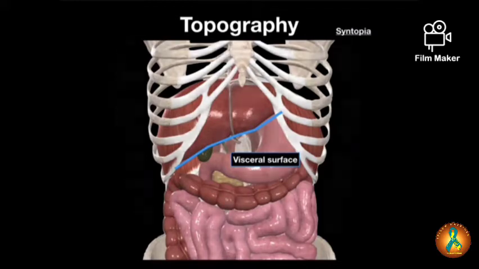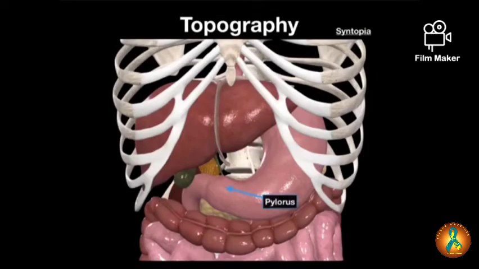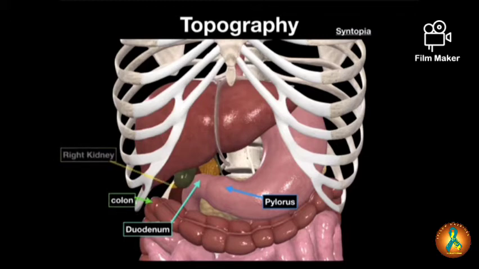So if we zoom in, you will find the pylorus of the stomach being very close to the visceral surface of the liver. But you also find the upper part of the duodenum, you will find the colon, you will find the right kidney, and you also find the esophagus and the upper part of the stomach lying on the superior end of the liver. So if you ask me, it's very strategically well placed in the body.